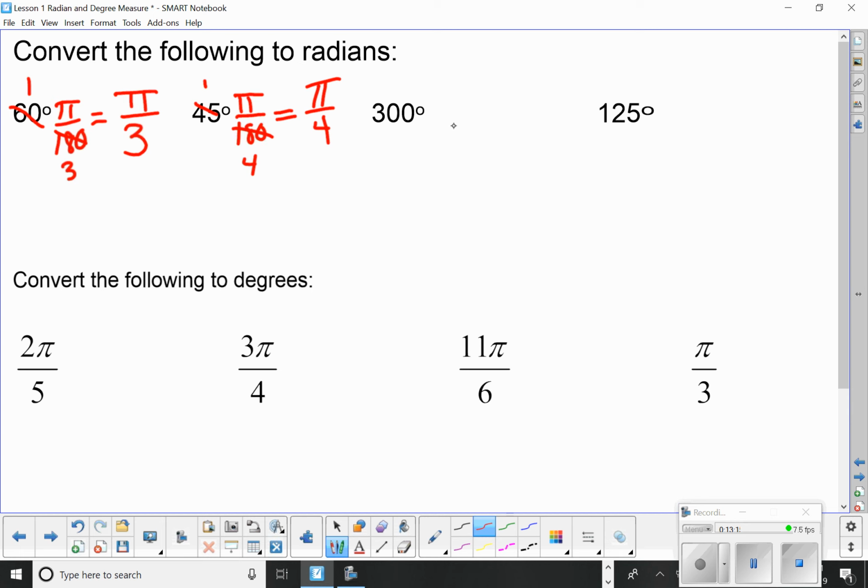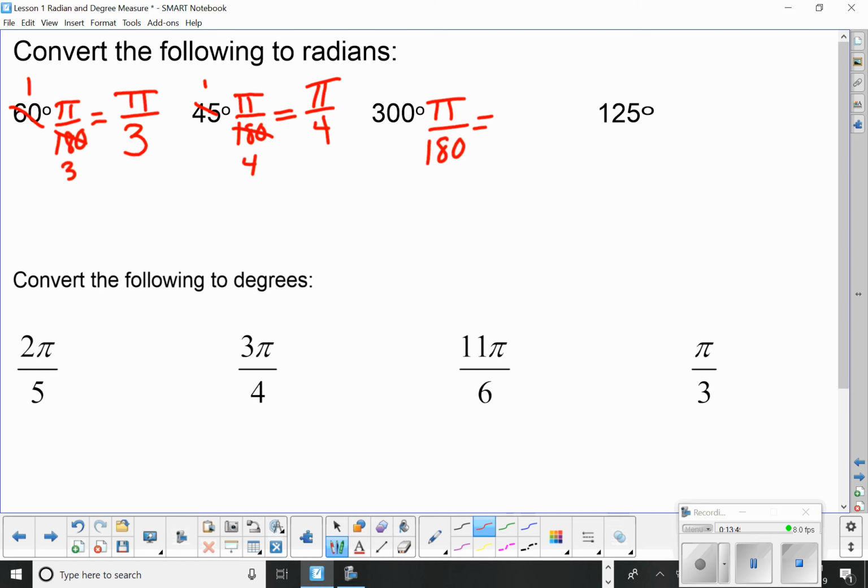300 degrees. Again, I simply multiply it by pi over 180. Remember, radians is just a different way of measuring degrees. You can measure a distance in inches or centimeters or feet or meters or miles. And to go from one to the other, you have a conversion ratio. That's all this is.